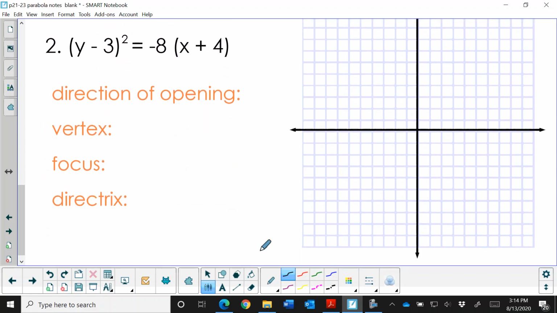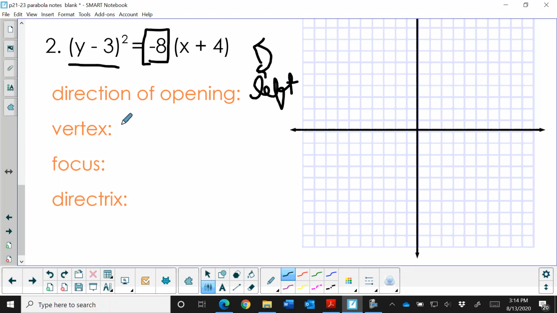Okay, so let's try the second one. Again, you should be putting this into your interactive notebook. So this time we have y minus 3 squared. So we have a y squared first. That's one of our left or right facers. We're going to look at the coefficient, which is 4p, to decide if it's left or right. Well, it's negative. That means it's going the negative direction, or it's going to the left. Okay, so which way is this one going? This is going left, which is going to face this way.